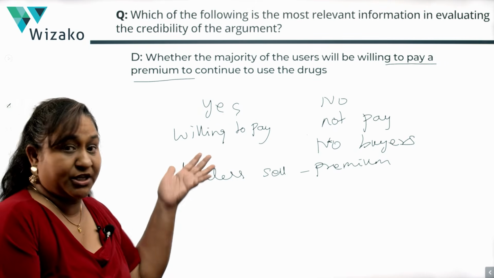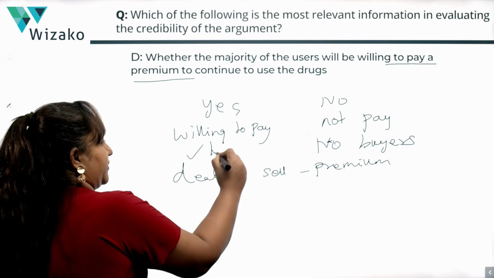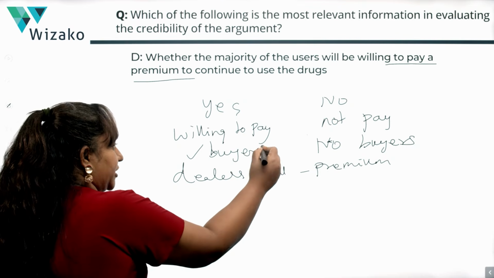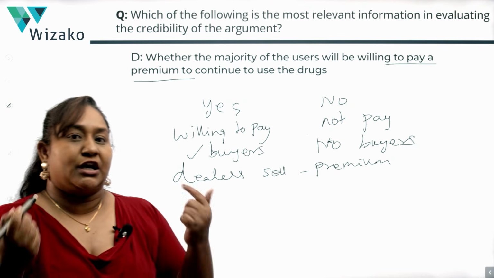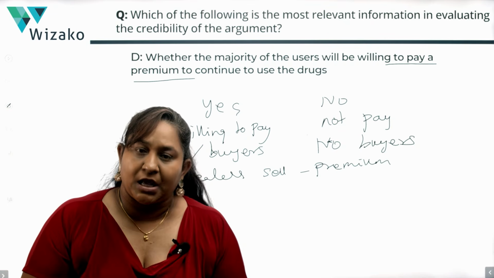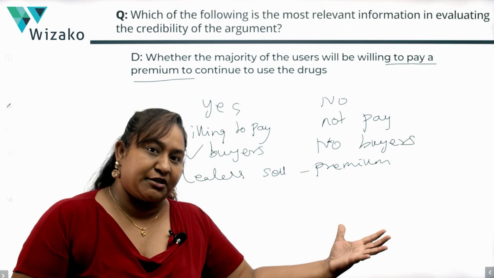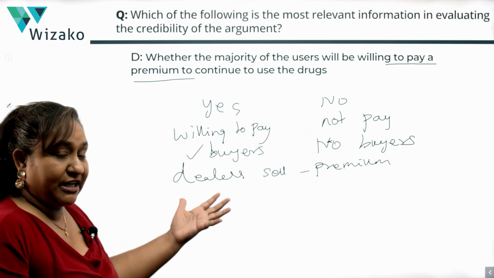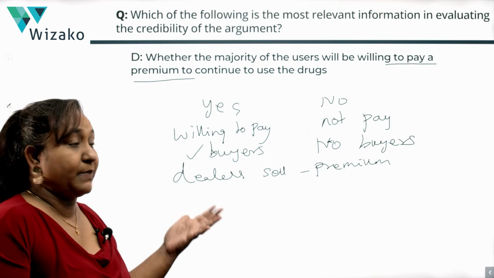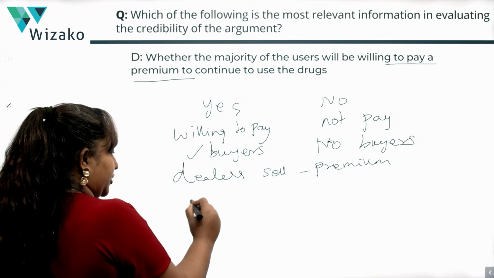If this is the situation, then that means yes, there will be buyers, people will be selling at a premium, and there will be people who will continue to buy at a premium. So how does this impact the argument? If there is a willingness to pay and there are going to be buyers, then the author is absolutely right.